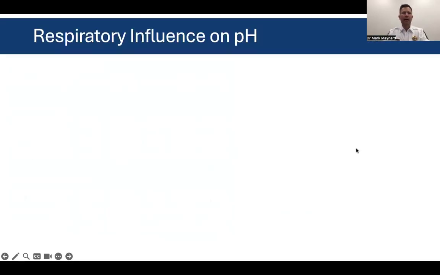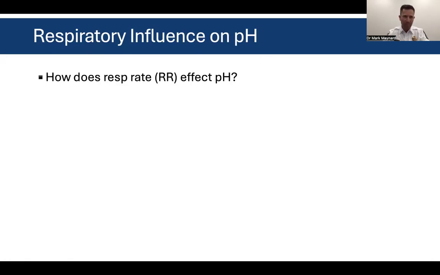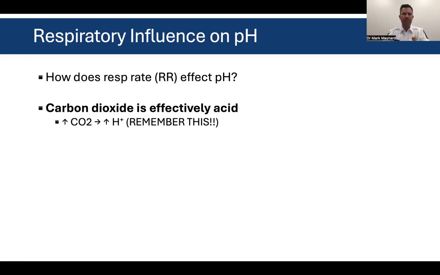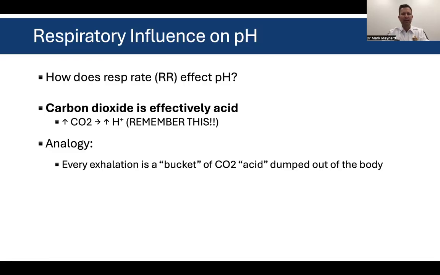All right, so how do the lungs affect pH? Well, basically, our respiratory rate affects the pH in this way. Carbon dioxide is effectively an acid. You'll hear me say that again and again, and it's not technically true, but it works for our intents and purposes. So remember that when CO2 goes up, you become more acidic, or in other words, your pH goes down in the blood.